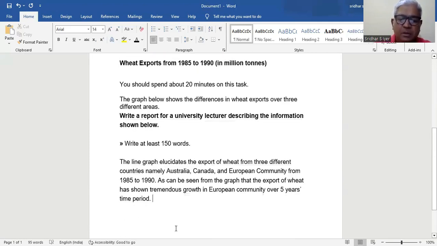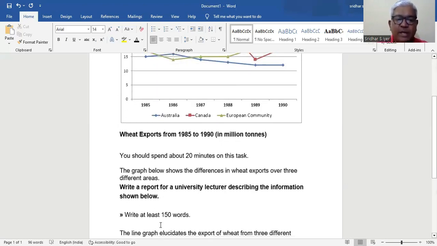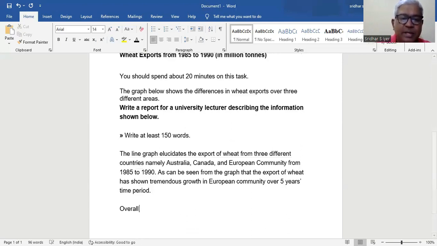Okay. So overall, what? Now, anywhere about 15 to 19 million tons is what I see in Australia, Canada, European community in the year of 1985. Okay, or I can say to begin with. Remember, I told you if you start with overall, you have to end up with finally. But if you start with to begin with, then you have to end up with overall.